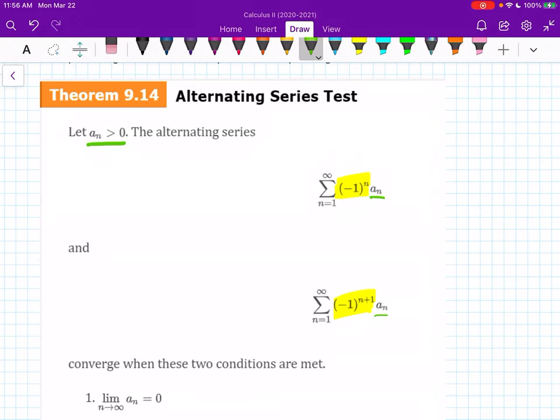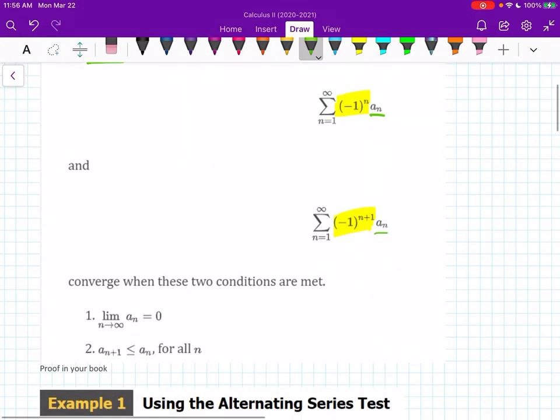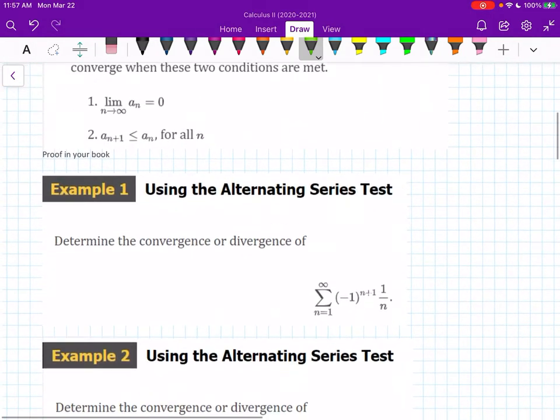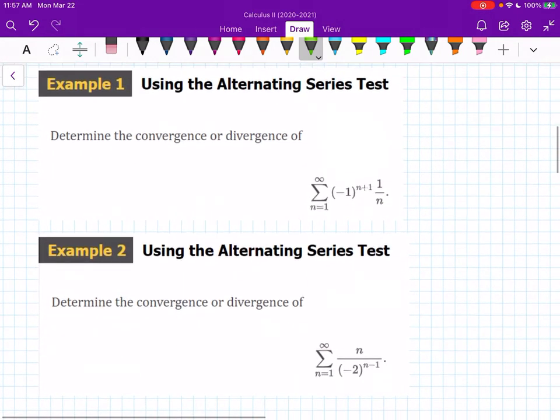Okay, so these types of series converge when two conditions are met. The first one is that positive piece, the a_n, goes to 0 as n goes to infinity, and it's decreasing. So a_(n+1) is less than a_n for all n. So let's use this alternating series test on a few examples here.